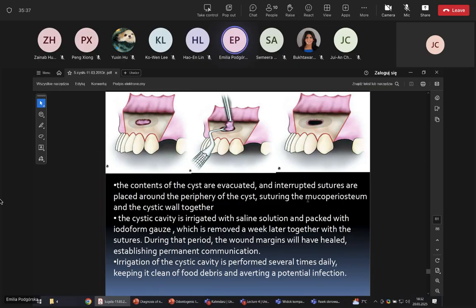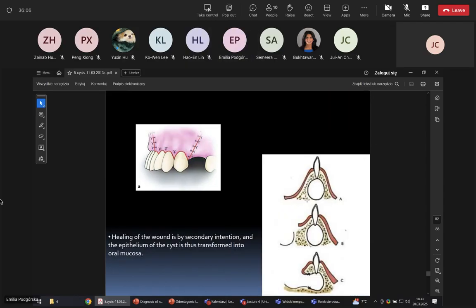The cystic cavity is irrigated with saline solution and packed with iodoform gauze, which is removed a week later together with the sutures. During this period, the wound margins will have healed, establishing permanent communication. Irrigation of the cystic cavity is performed several times daily, keeping it clean of food debris and preventing a potential infection. Healing of the wound is by secondary intention, and the epithelium of the cyst is replaced by oral mucosa.